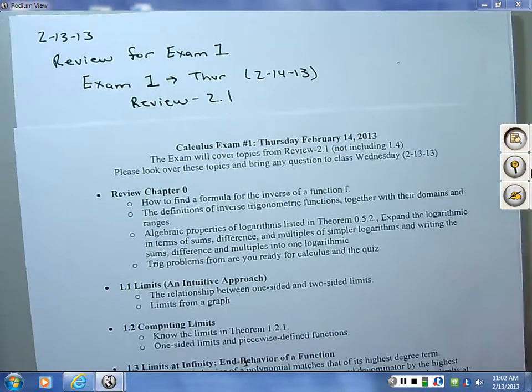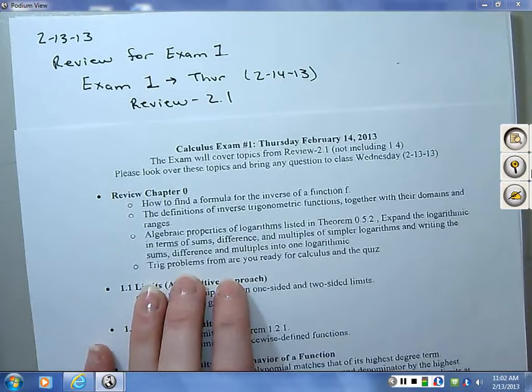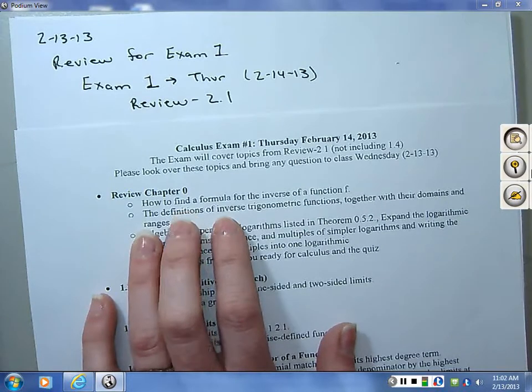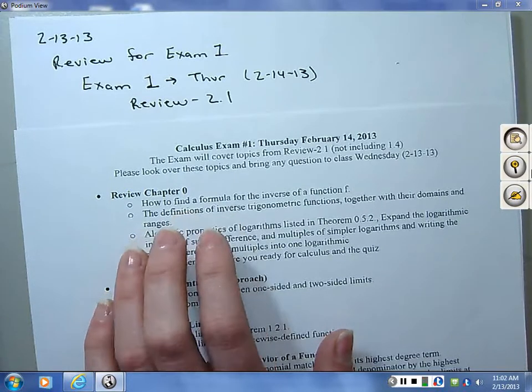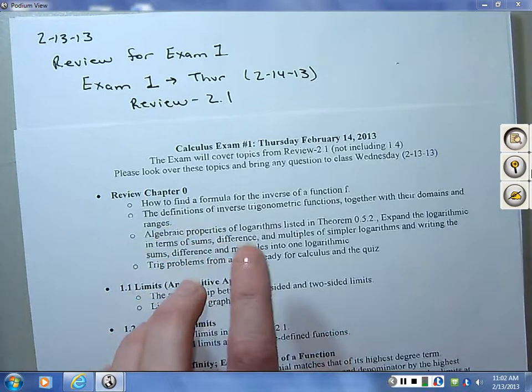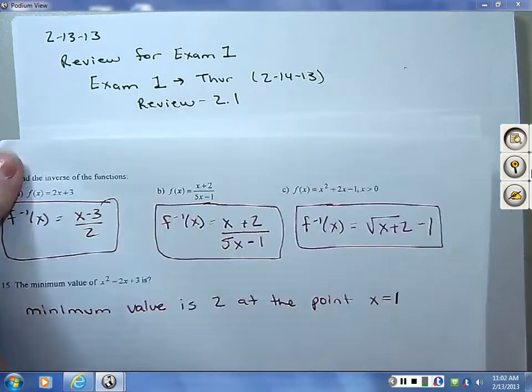So today our plan is to review, and first I want to talk about Chapter 0, which is really kind of the Are You Ready for Calculus? So, find the formula for the inverse function. Generally, in the past, I've always put a find the formula for the inverse function on the first exam. We've done 5 examples of that. In Are You Ready for Calculus, there were 3 examples. You can see here.